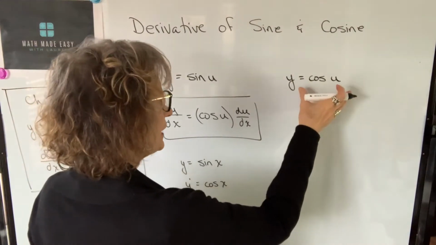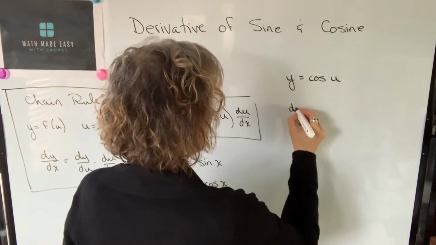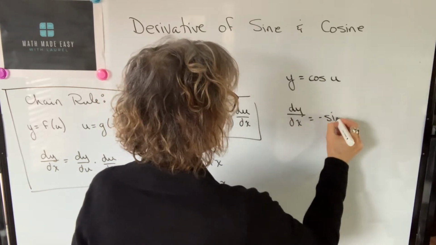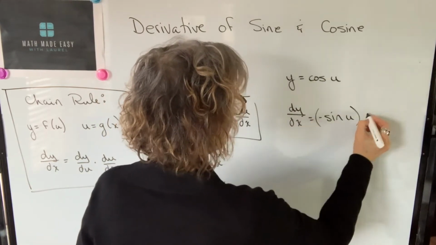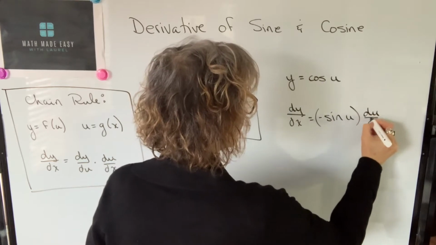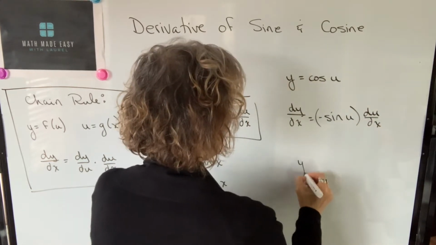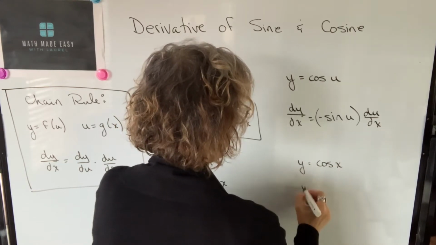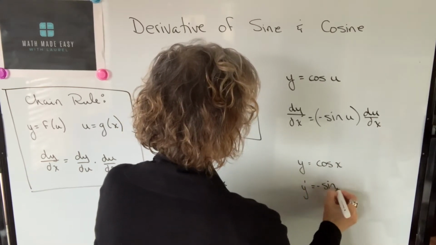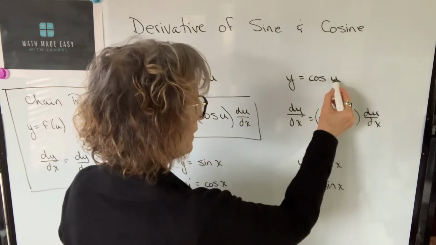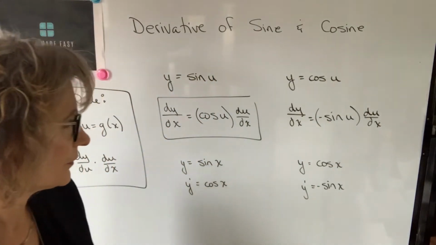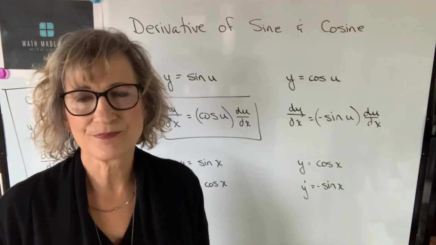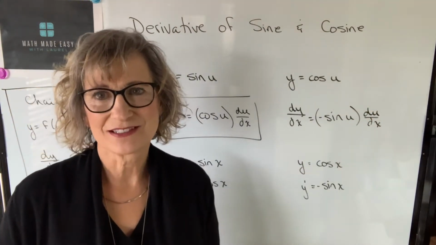Very similar, the derivative of y here with respect to x, the derivative of cos is negative sine of u, and then we multiply by du dx. So again, if my function was very easy, if I had cos of x, then the derivative would simply be negative sine of x. But as soon as my function gets anything more than just x, I need to remember this du dx factor. Let's take a look at some examples.